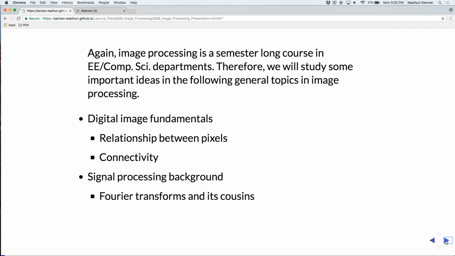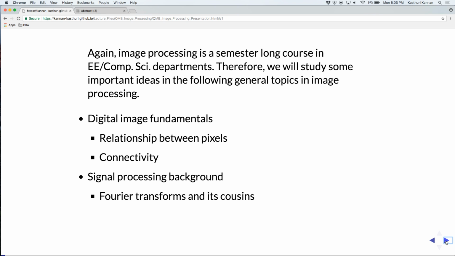Image processing, it's again, like all the topics that we have discussed so far, a semester-long course in the computer science department, so we will only have a chance to go through some of the very important ideas. Like I said, there are so many topics in image processing that it will be difficult to cover. So it's just a snapshot of what the subject is.